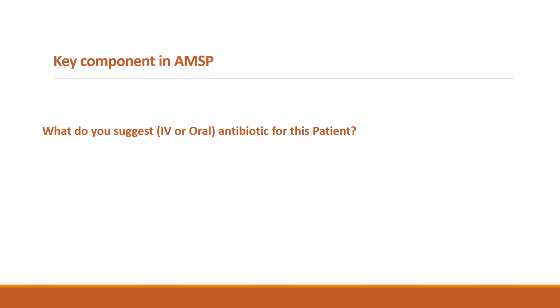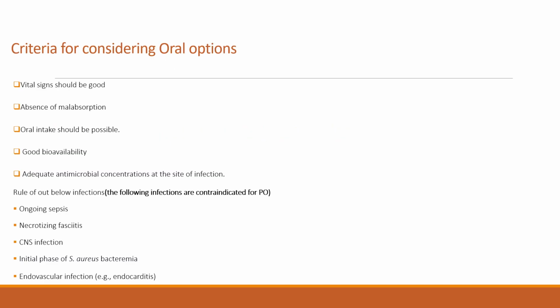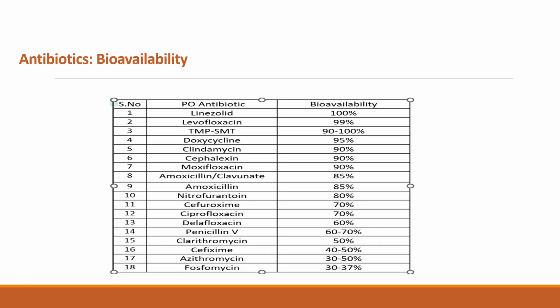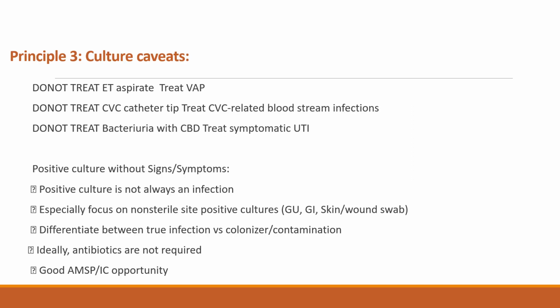Regarding IV to oral, what are the criteria for considering oral options? Vital organs should be functioning well, absence of malabsorption, oral intake should be possible, good bioavailability, adequate microbial concentration. And rule out contraindications for oral absorption such as ongoing sepsis, necrotizing fasciitis, CNS infection, initial phase of Staph aureus bacteremia, and endovascular infection. So consider the bioavailability while considering oral options, such as linezolid with 100% bioavailability, nitrofurantoin at 80%, and others.